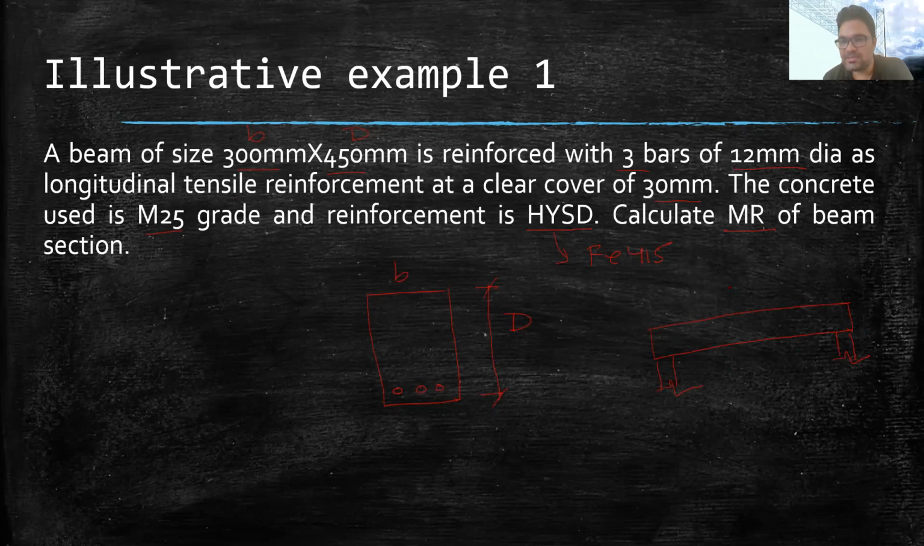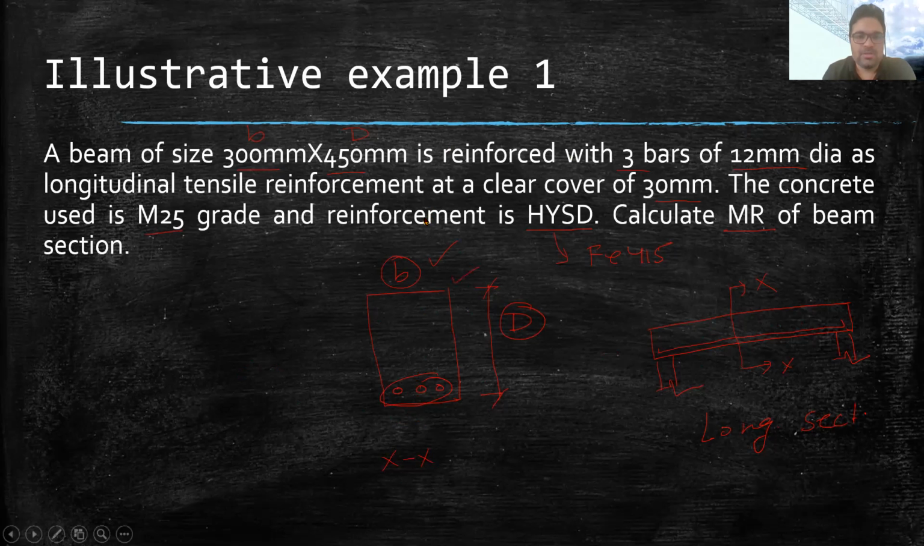And if we cut this cross section, say cross section XX, the longitudinal reinforcement will be shown like this. So this is basically the longitudinal section of the beam, and this is the section XX. In the section XX, generally we use this section for convenience. So this is the overall depth and this is the width of the beam, and these are the bars which are given in the question. So now we have to find out the moment of resistance of this beam.